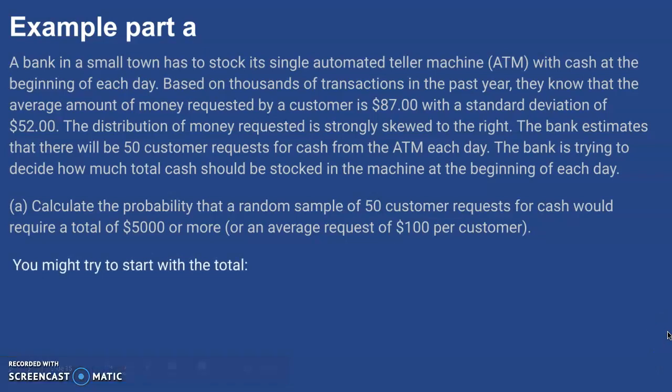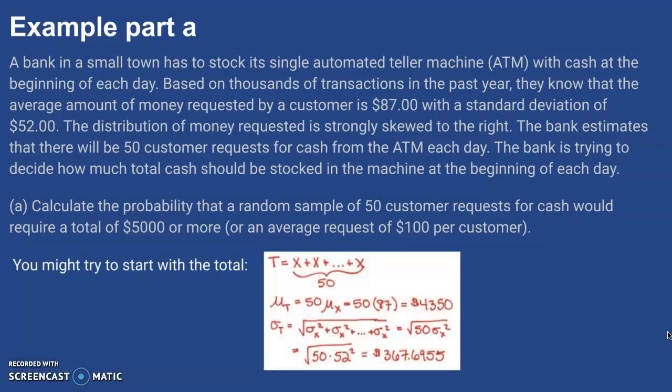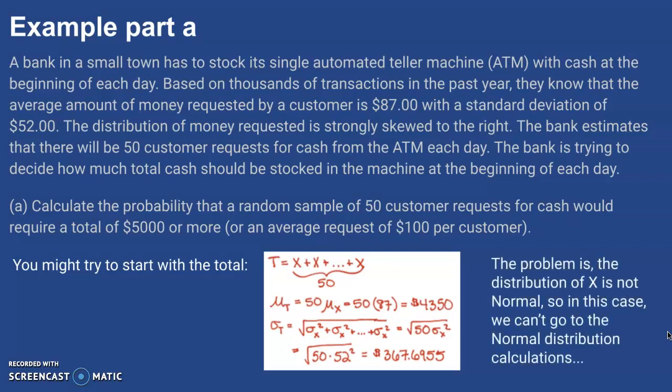Now you might try to start with the total. So I've got 50 people, so that's 50 x's, and the mean for the total would be 50 times the mean for one. So that would be 50 times 87, or $4,350. We can find the standard deviation using the formulas you learned earlier, and that'll be the square root of 50 times the variance, 50 times 52 squared, square root, that's $367.70. The problem with this distribution is that it's not normal.